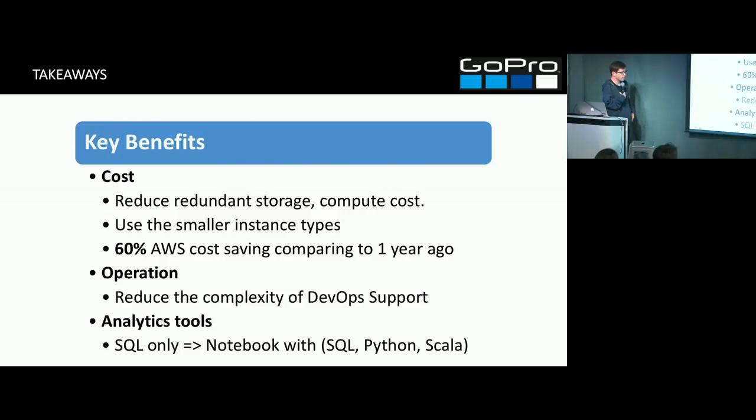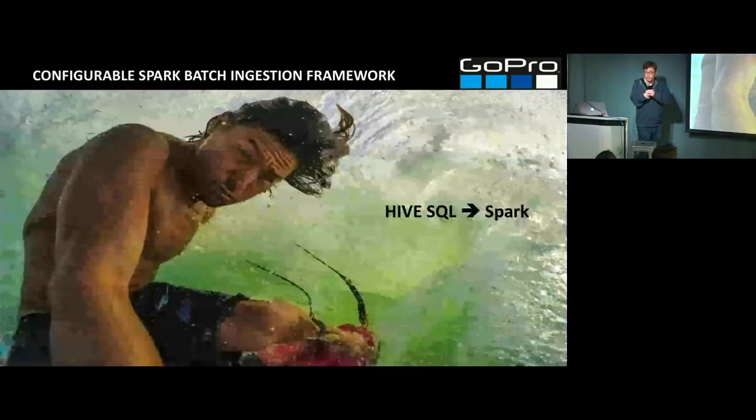Operationally, we reduced the complexity of the DevOps support dramatically, where there really isn't much cluster management that has to occur anymore. And then finally, the data scientists were quite happy because they went from pretty much only having SQL access to having full notebook abilities, support for SQL, Python, Scala, and even R. So with that, I'll hand it over to Hao, and he's going to walk us through the batch ingestion framework.